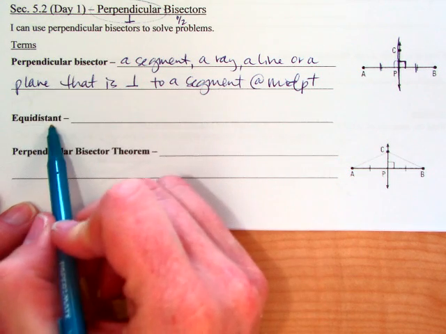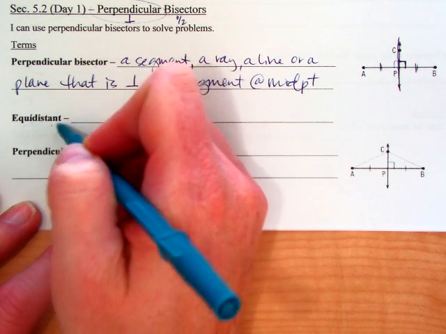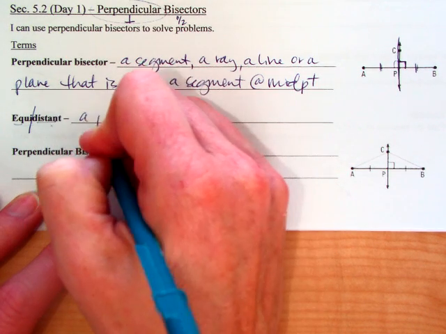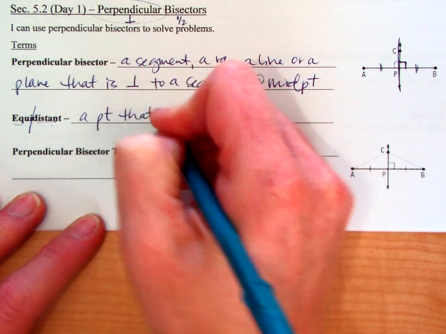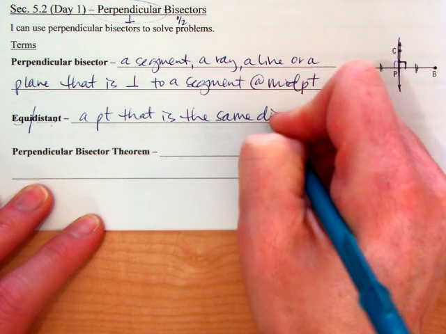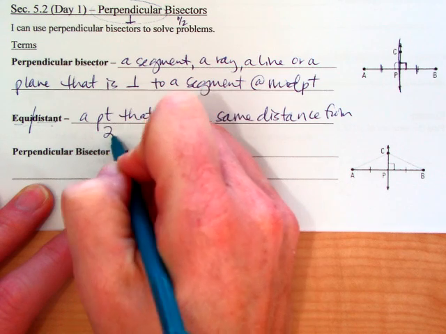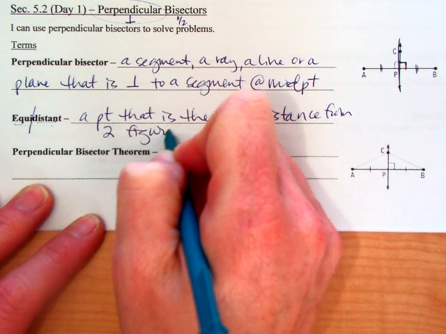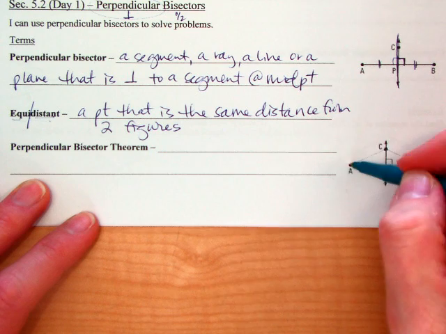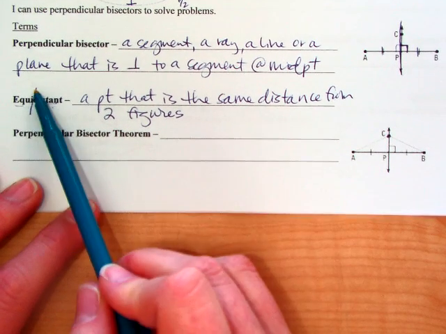Equidistant, this might be a new word for us, but we also have equilateral and equiangular we've talked about. So this shouldn't be too hard, just equidistant. So a point that is the same distance from two figures. It's usually points we're talking about. We're usually talking about a point being equidistant from two things. That's usually where you're going to see the word equidistant.